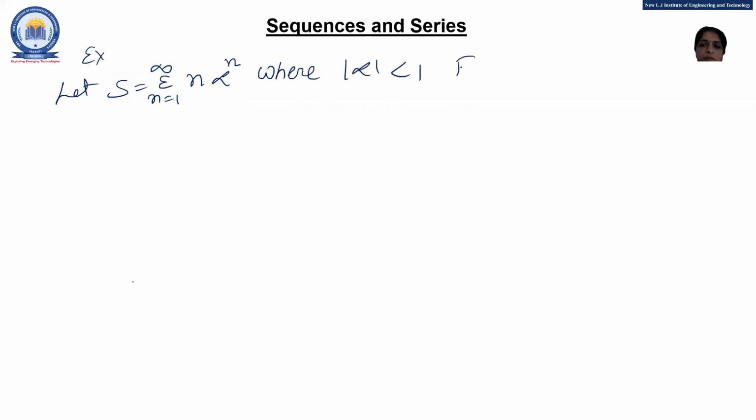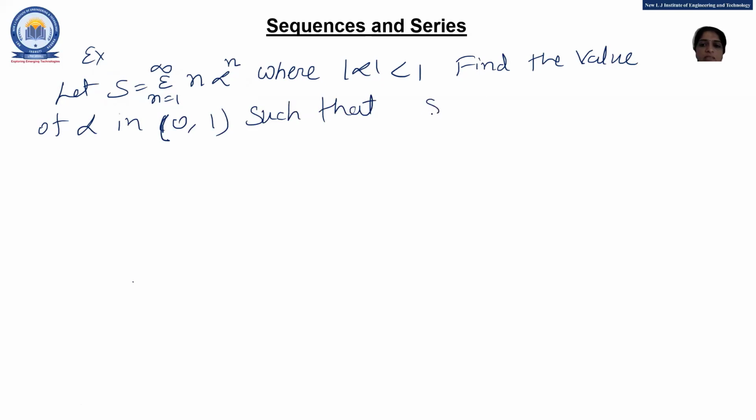That is, let S equal summation n equals 1 to infinity n alpha raised to n, where mod alpha is less than 1. Find the value of alpha in the bracket 0, 1 such that S is equal to 2 alpha. Okay, so this is our given example.